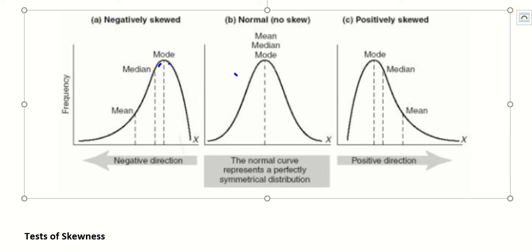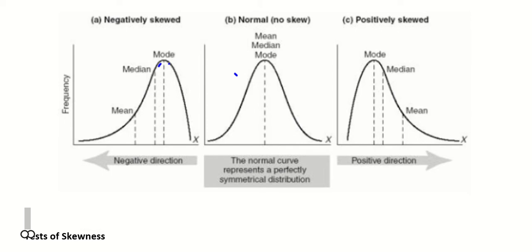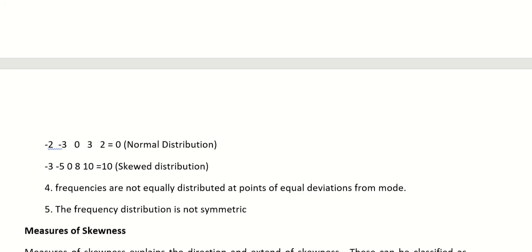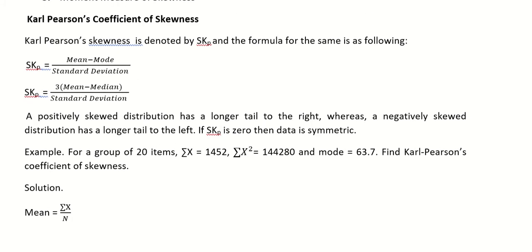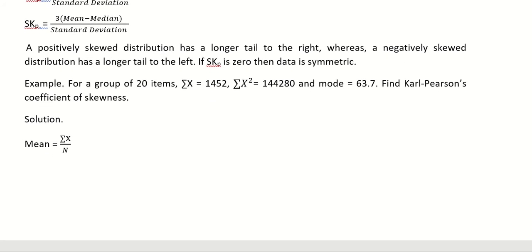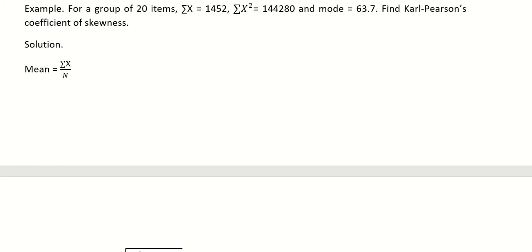Moving forward to the questions, today we will do a few questions on this topic. This is the question we have. For a group of 20 items, summation of x is 1452 and summation of x square is 144280, and mode is also given to you, 63.7. Find Karl Pearson's coefficient of skewness.